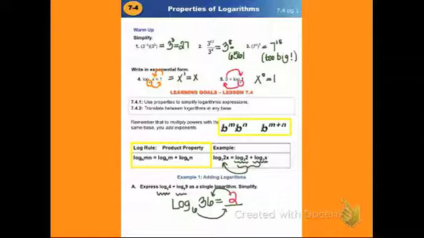So by being able to combine those logarithms together, I was able to get something that I could actually evaluate, find the value of. Let's go ahead and turn the page and look at some more examples.